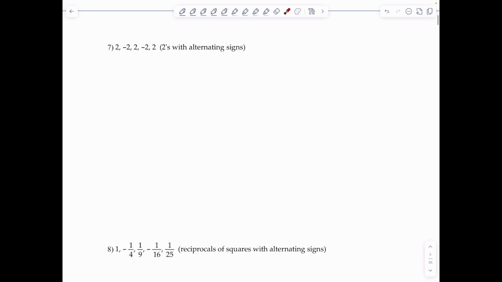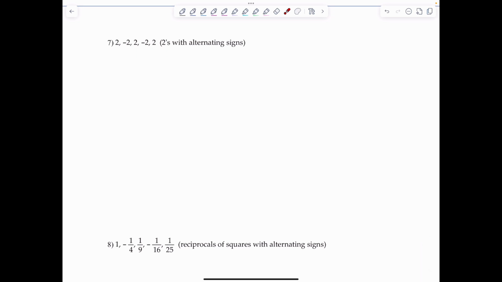Okay, obviously there's so many kinds of sequences. They're not all arithmetic, so let's look at some more. Here we've got this funky one. 2, negative 2, 2, negative 2. What is going on? They're telling you, hey, it's just a bunch of 2's with alternating signs.